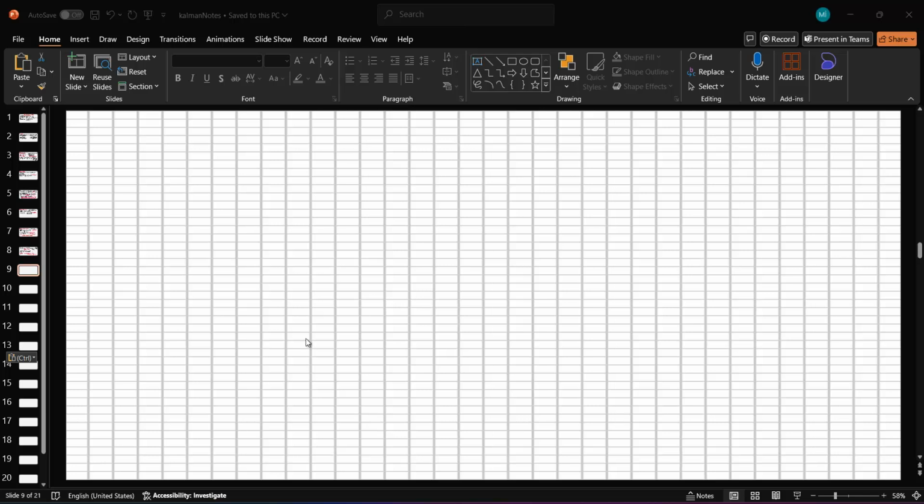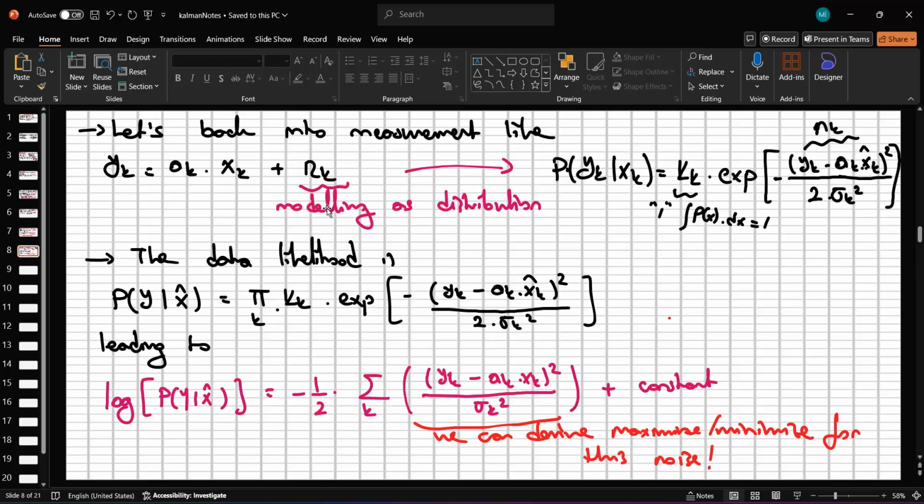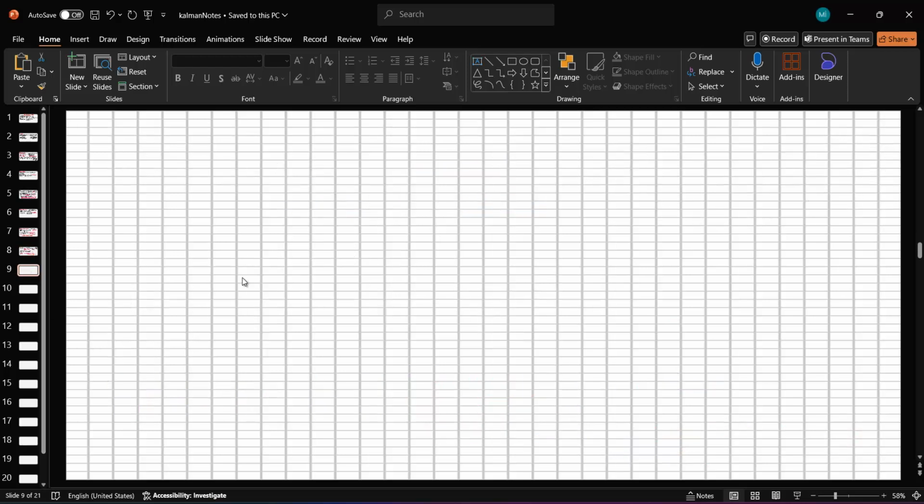Okay, in this lesson, we will talk about the derivation of the Kalman filter, okay? Because in the previous lesson, we have learned how we can model the noise values based on the normal distribution and the expected values and the standard deviations, using the maximum likelihood method, okay?